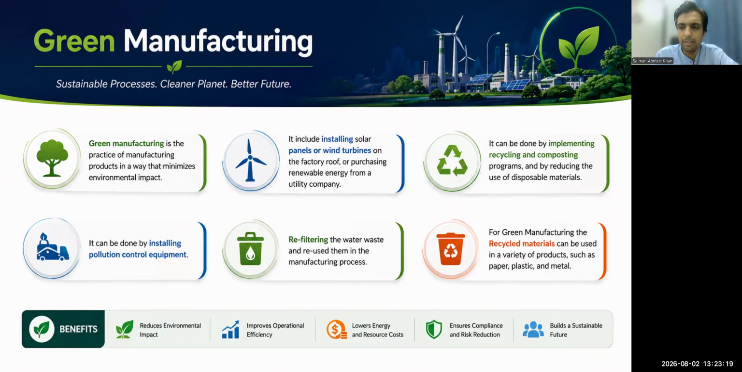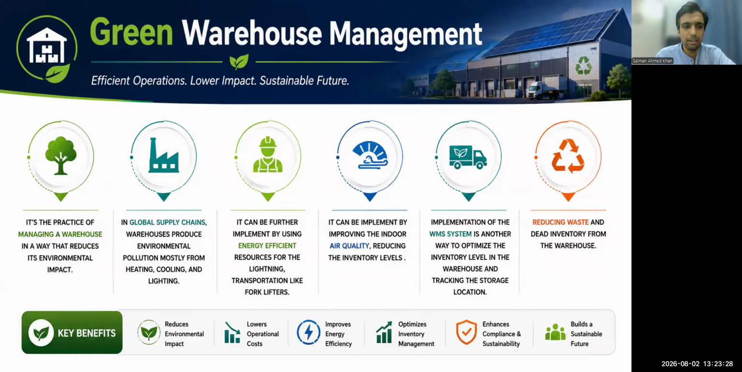For green manufacturing, recycled material can be used in a variety of products such as paper, plastic, metals and other things. Now, green warehouse management is about managing a warehouse in a way that reduces its environmental impact. In the global supply chain, warehouses produce environmental pollution mostly from heating, cooling, and lighting. It means the HVAC systems in the warehouse are conventional, not energy efficient, and they take more energy. So it can be further improved by using energy efficient resources for lighting and transportation, like forklifts, which I mentioned in my previous slide.